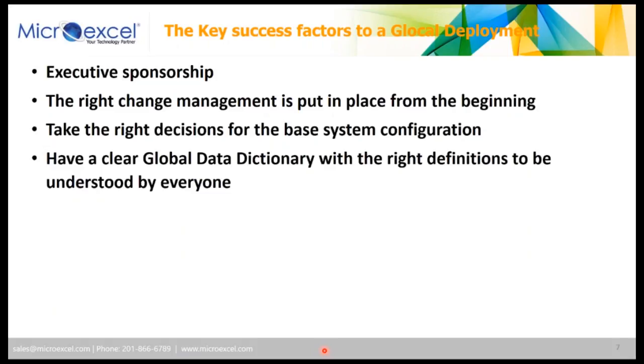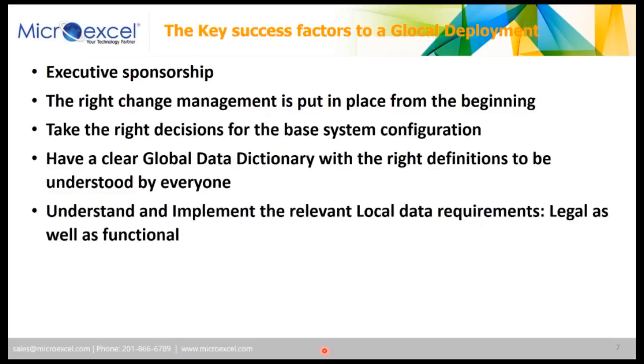The next one is to have a clear global data dictionary with the right definitions to be understood by everyone. When I talk about a temporary person, what does it mean? Each country will understand it differently. When I talk about a contract person, what does it mean? Etc., etc. So we really have to be very clear once we start deploying the system with our different countries. Just sending an email is not always the easiest, the best way of doing it. You need to set up meetings and explain clearly the definitions.